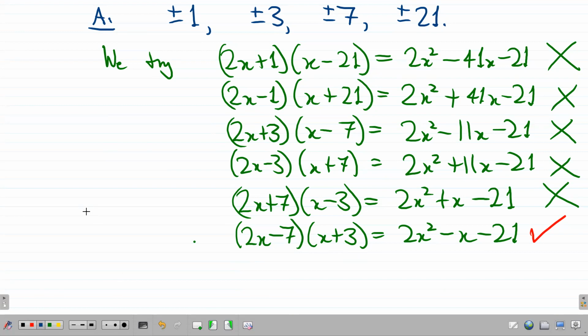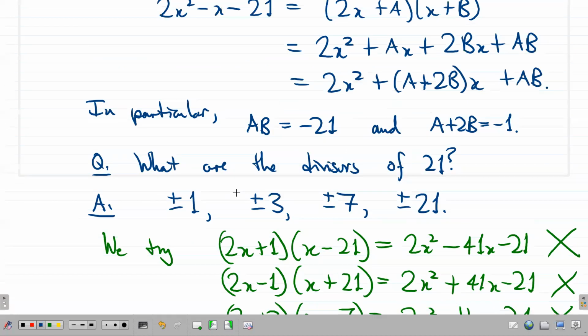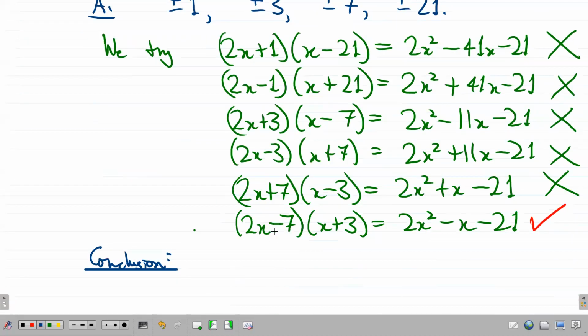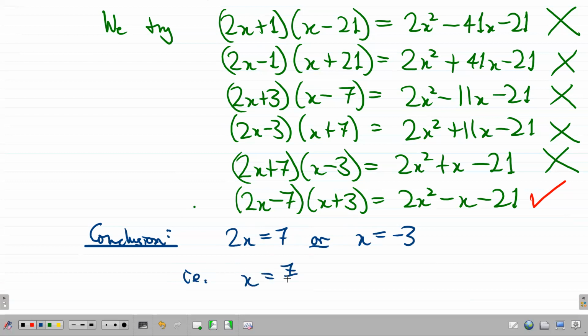So our conclusion step here would be just to summarize what it is we've actually shown. This equation over here, because we've factorized it as (2x - 7)(x + 3), the right-hand side of this is equal to 0 when 2x equals 7, or alternatively, x equals minus 3. If you prefer, you can write it in terms of x purely. That would be x equals 7 over 2, or x equals minus 3. Those are the two roots of your quadratic.